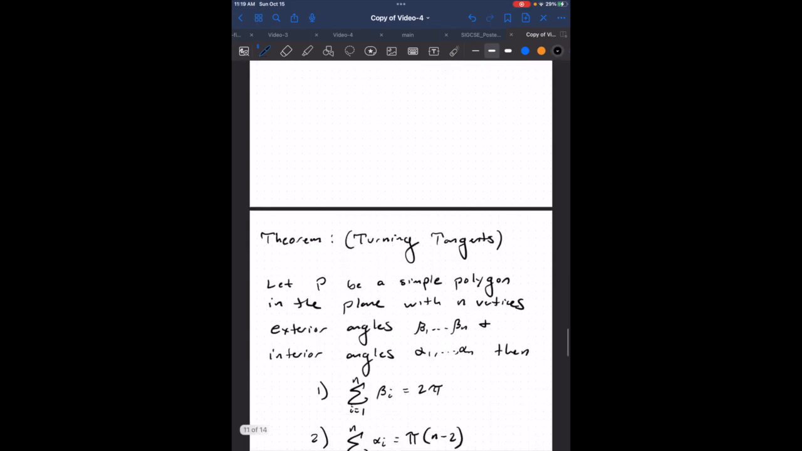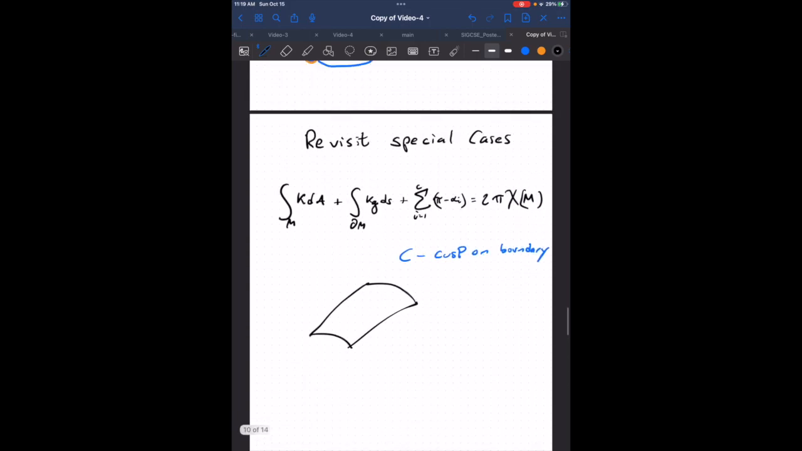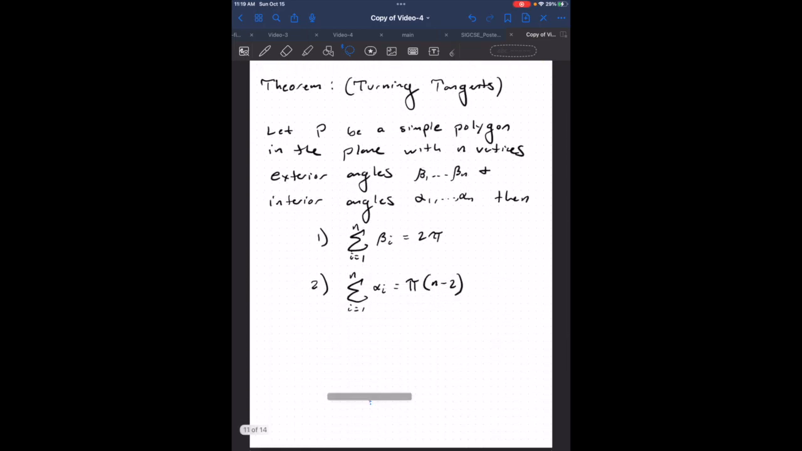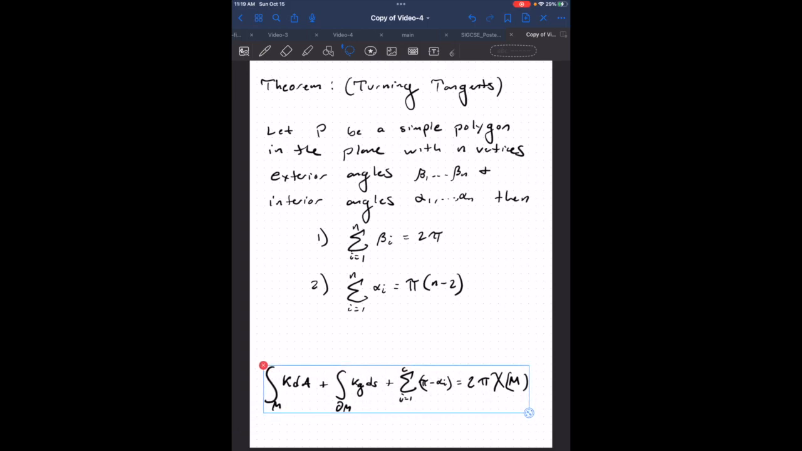All right, so what did we do? We did this theorem of turning tangents. Let me copy this down. Apologize for scrolling, but anyway, here we go. So where are we? We're in the plane. So what does that tell us? Well, that tells us that our Gaussian curvature is 0. So this term is going to be 0. We have a polygon, which implies straight lines.